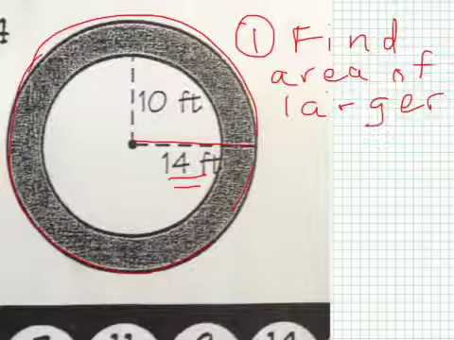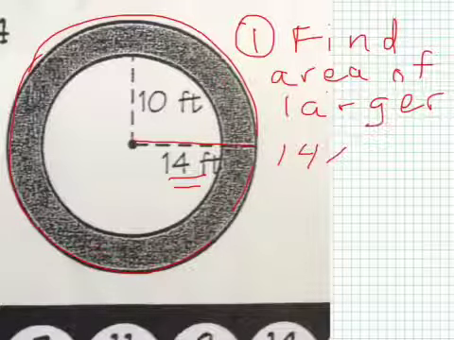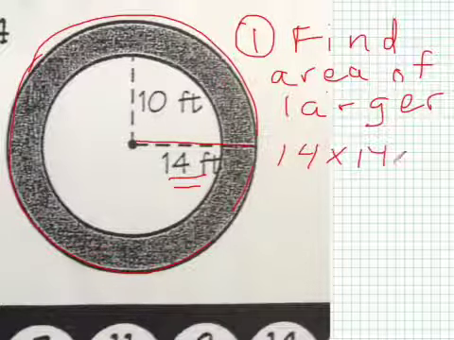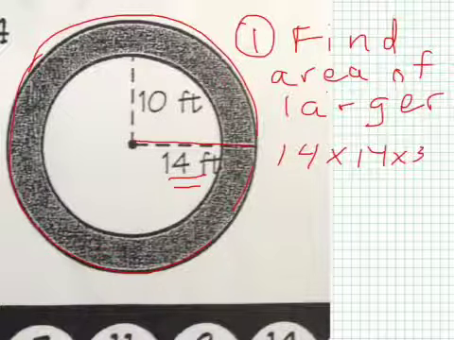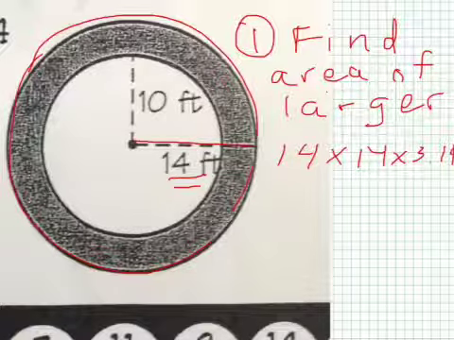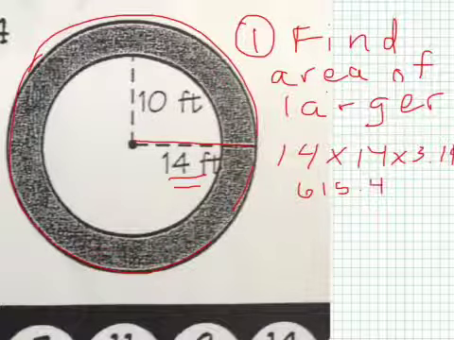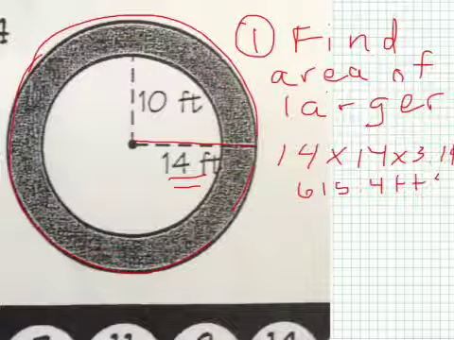Okay, so here we are, we're back, and hopefully you came up with this. You have a radius of 14, so you did 14 times 14 times 3.14. Okay, and that should give you 615.4 feet squared. Alright, that will be the first step.